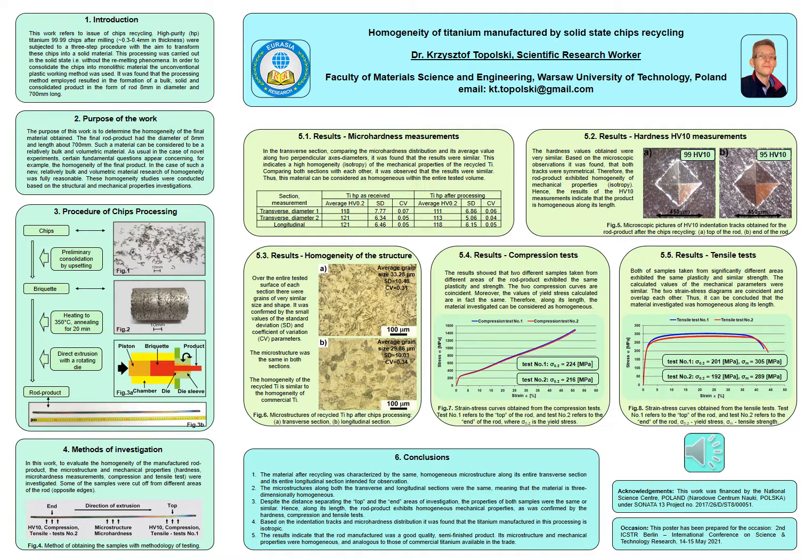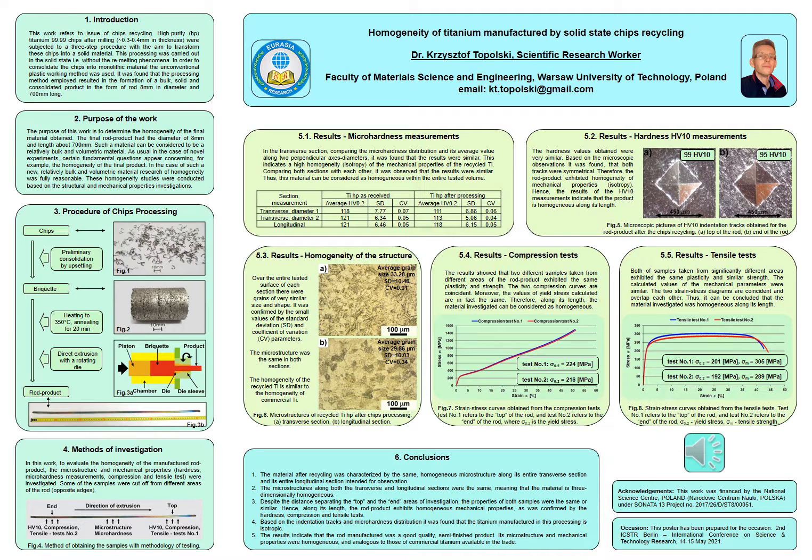The research methodology is presented in the section number 4, entitled Methods of Investigation. In this work, to evaluate the homogeneity of the manufactured rod, the microstructure and mechanical properties were investigated. The method of investigation and obtaining the samples are presented in the figure 4. The microstructure was analyzed using light microscopy. The mechanical properties were analyzed by the hardness measurements, microhardness measurements, compression test, and tensile test. Most of the tests were conducted using two different samples taken from the two different areas of the rod. This approach made it possible to examine the homogeneity on the length of the product.